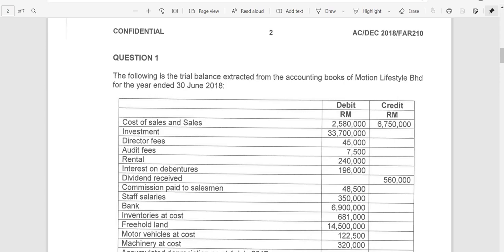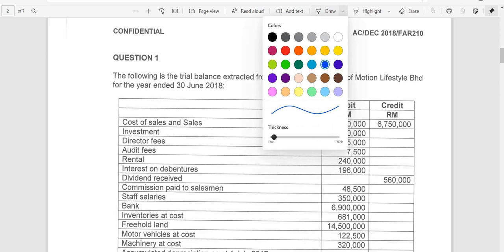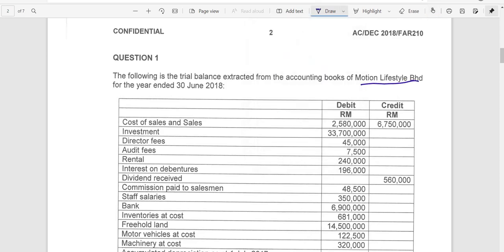If you are looking for a tutorial video on how to prepare financial statements for publication in accordance with the requirements of the relevant acts and also with the relevant financial reporting standards, this is the video. And we are going to prepare the financial statement for the purpose of educational learning. This is for the case of a company called Motion Lifestyle, and this company has a year end of 30th of June 2016.